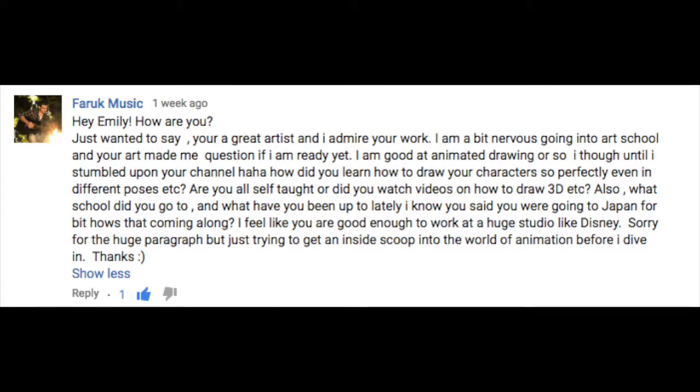They asked, how did you learn how to draw your characters so perfectly, even in different poses? That is from life drawing. Well, thank you for saying it's perfect. It's very far from being perfect, but that is from life drawing, and I know I have kind of stressed this point before, but life drawing is so essential for learning how to draw characters.